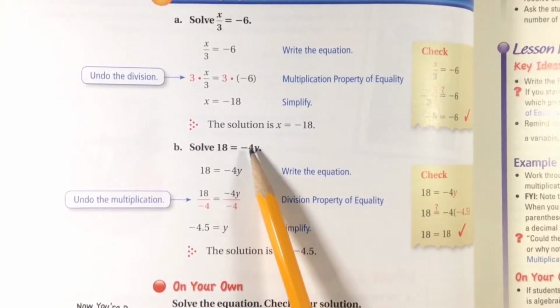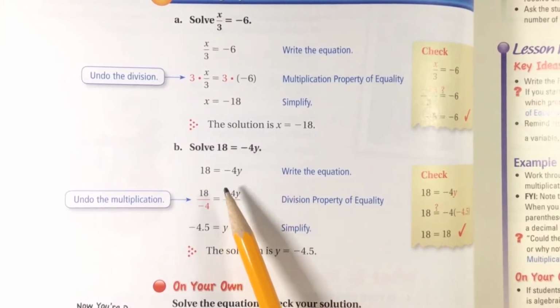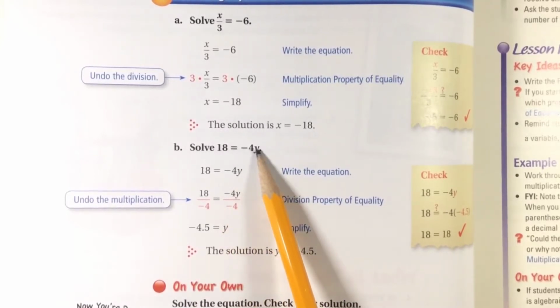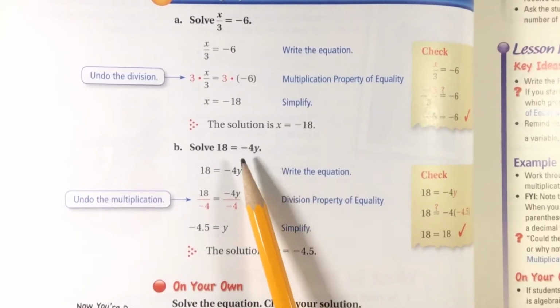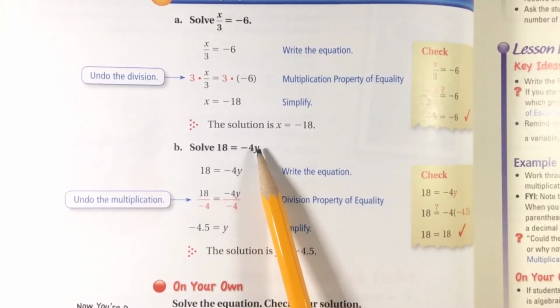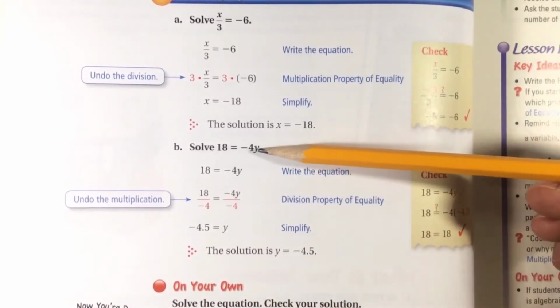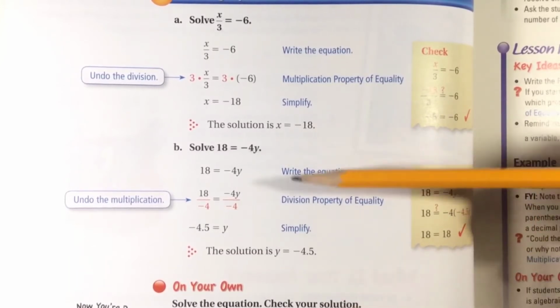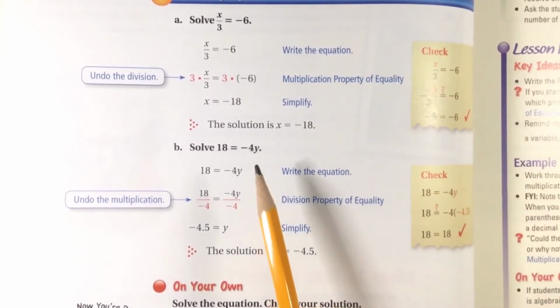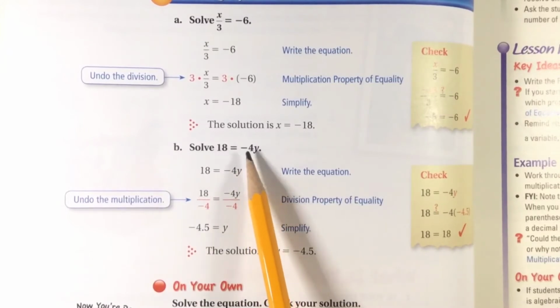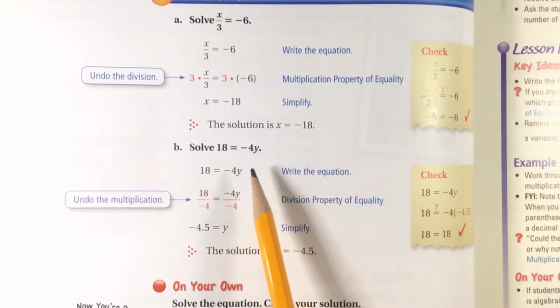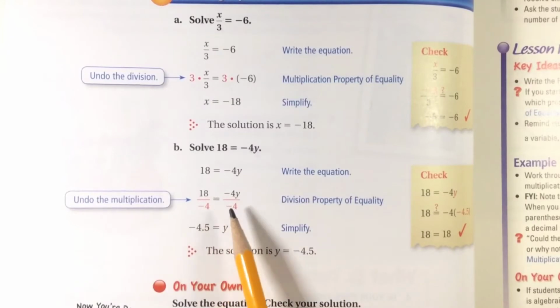No, that's not a minus 4. It's right up next to the variable. Remember, that means multiply. This is negative 4 times y. So how do I get rid of multiplying by negative 4? I divide by negative 4. Okay, so a common mistake on this one would be kids would try to add 4 to both sides. That will not solve this equation. That will actually make it more complicated. So this was a multiplication, so we divide. We divide by negative 4 on both sides.